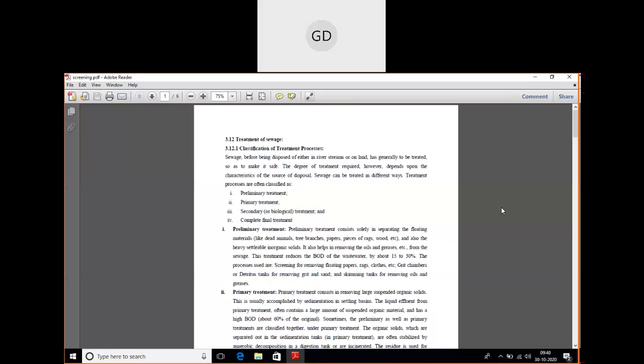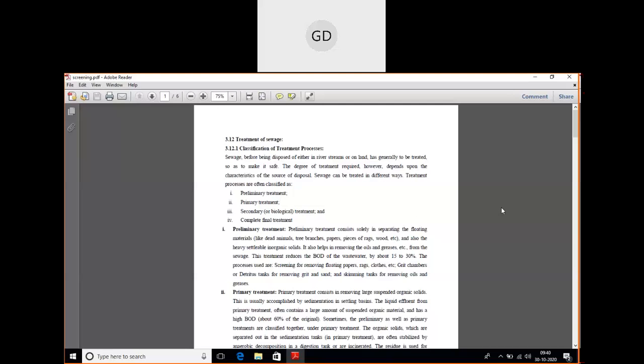This final treatment is carried out by chlorination, and it is not carried out for disposal of sewage in water. So these four, preliminary, primary, secondary, and complete final treatment, are all about the treatment of sewage. Treatment of sewage is classified into these four things.